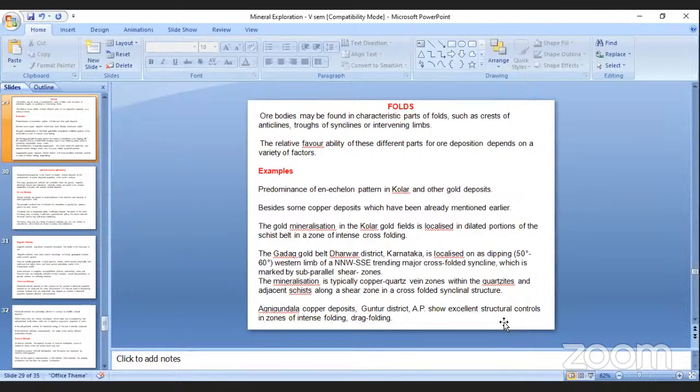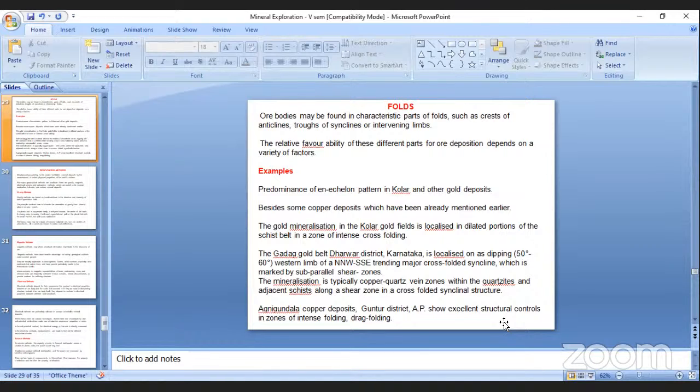It is localized and dips 50 to 60 degrees towards the western limb, and it is located in the direction of northwest and south southeast. The trending major cross fold has a syncline, marked by sub-parallel shear zones. So here you can understand one thing: the folds play a very important role in the formation of ore deposits.